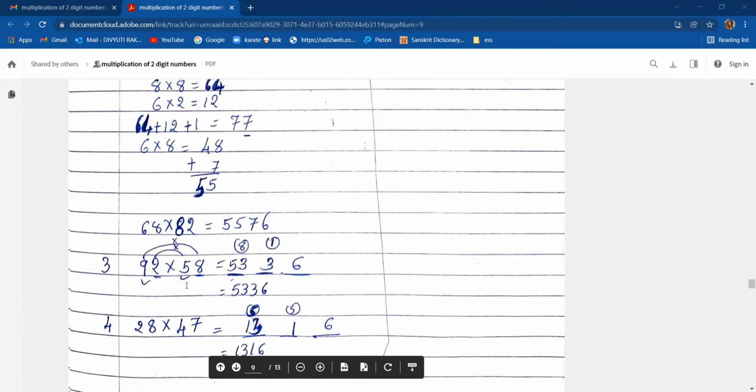Now we will multiply both the tens digit numbers which I have marked with a right sign. 9 5s are 45. 45 plus 8, so it will be 53. So final answer is 5336. Correct?